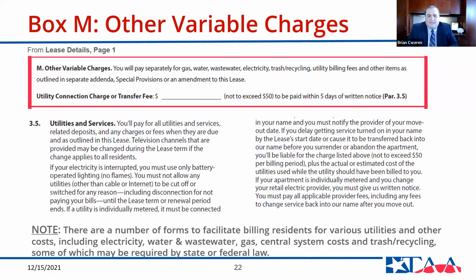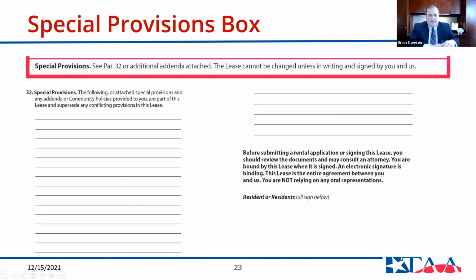And this slide adds that note that there are a number of forms that go into the various utilities that you'll want to review and attach as appropriate for your property. So this is the variable charges, as opposed to the last slide, where we talked about the monthly fixed charges. Moving on to the special provisions box on the next slide.